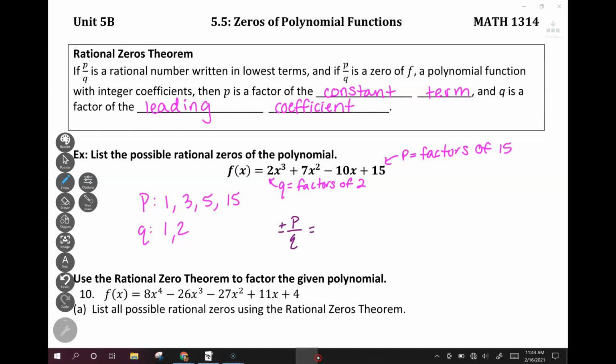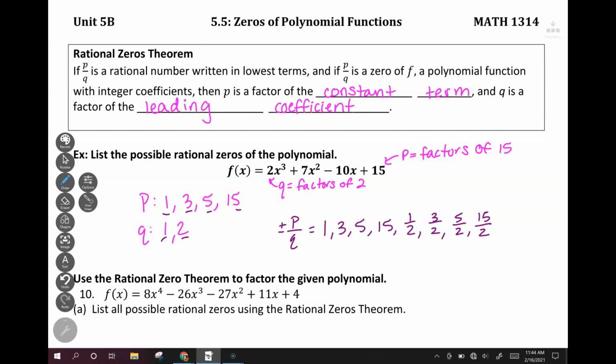So let's get all of our combinations out. It might be easiest first to just divide all of your p's by 1. So I've got 1 over 1 is 1, 3 over 1 is 3, 5 over 1 is 5, 15 over 1 is 15. Okay, so there's my whole numbers. And then I'll do all of them divided by 2. So take my p equals 1 over my q equals 2. So 1 over 2 is a potential 0. Then I've got 3 over 2, then 5 over 2, then 15 over 2.